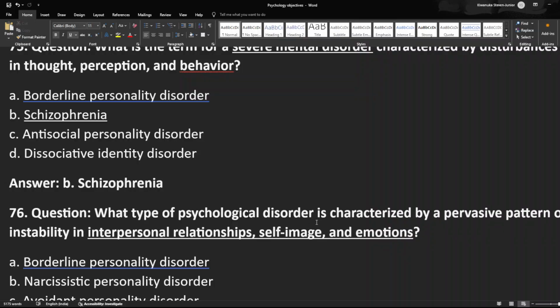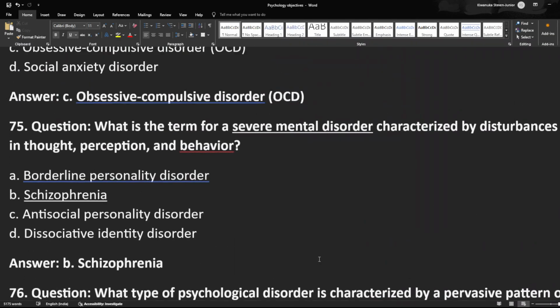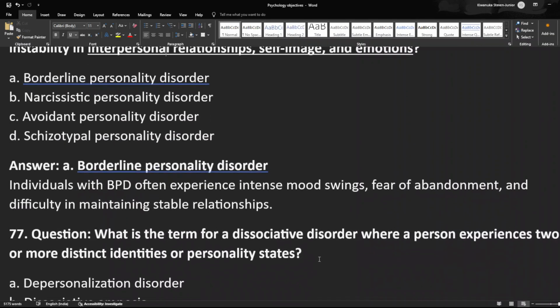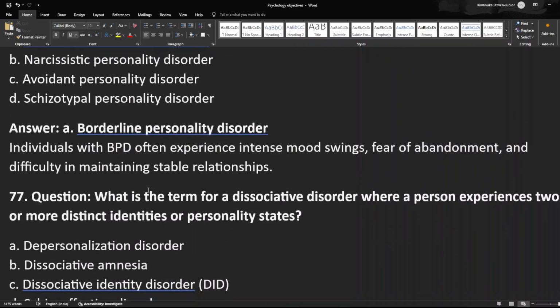What type of psychological disorder is characterized by a pervasive pattern of instability in interpersonal relationships? Somebody is unsettled in relationships. Self-image, they think they are high or they are very low. And emotions, that is borderline personality disorder. Yeah, we come to 77. Individuals with BPD, borderline personality disorder, often experience intense mood swings, fear of abandonment, and difficulty in maintaining stable relationships.